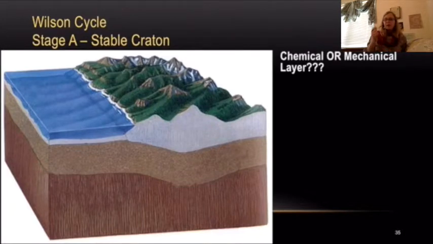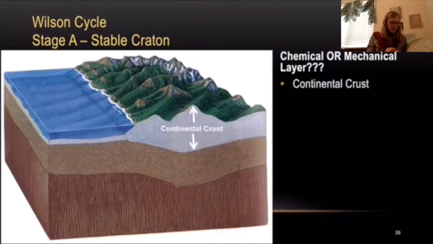So in your mind, as I go through these, I want you to say out or say to each other, is this a chemical layer or a mechanical layer? Okay, so first of all, we've got the continental crust. All of this is continental crust. Sometimes the continental crust has mountains, sometimes it's flat on top, but it's a lot thicker than the oceanic crust.